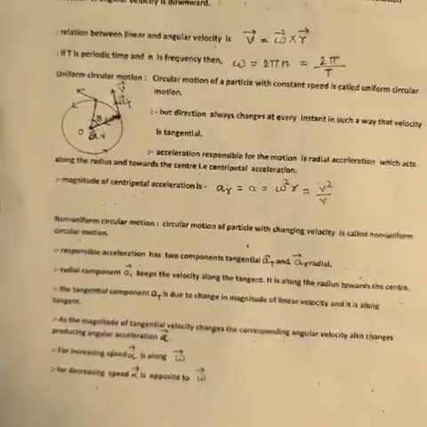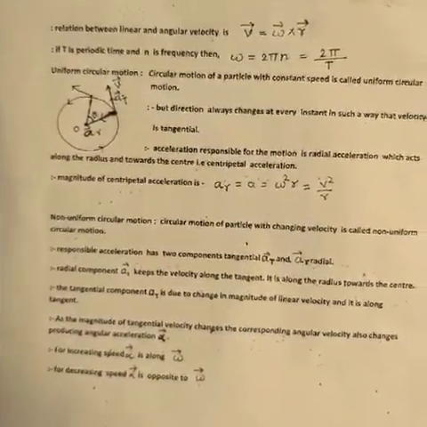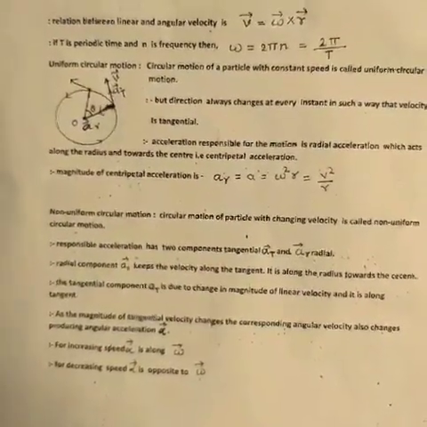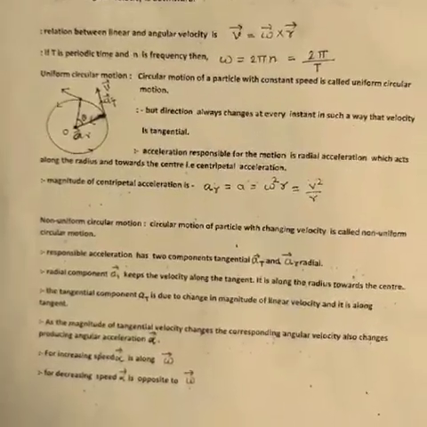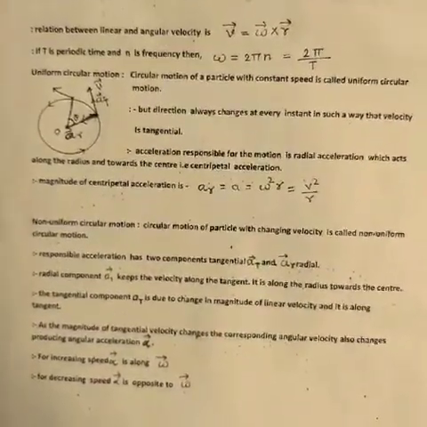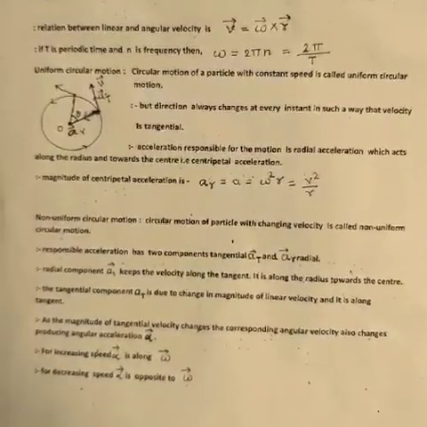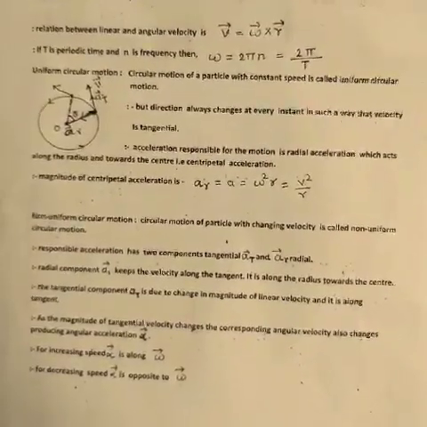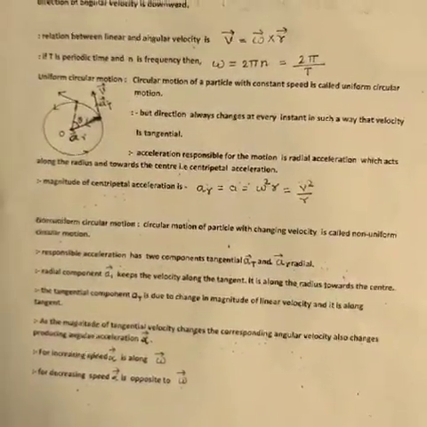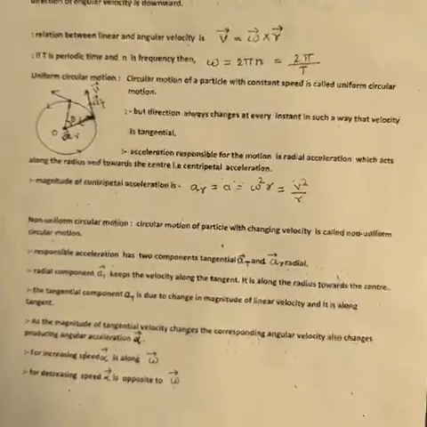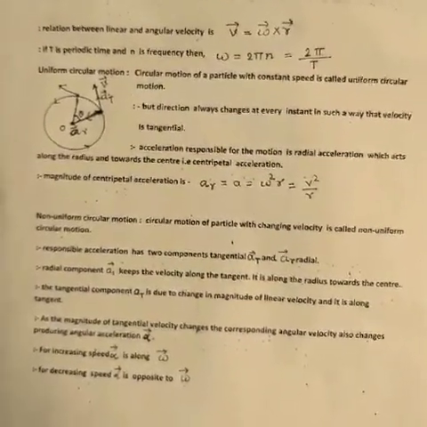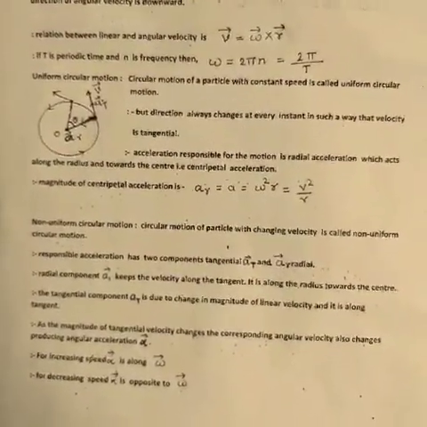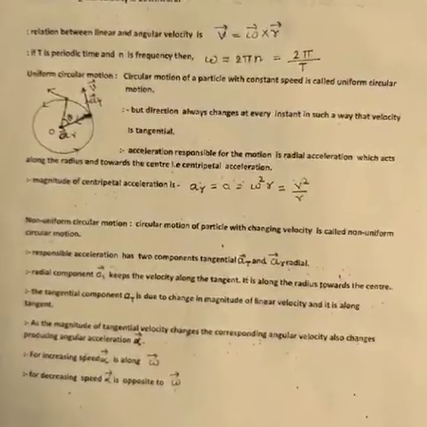Now what we have studied in uniform circular motion: only the acceleration is along the radius, meaning radial acceleration. The tangential acceleration is 0 in case of uniform circular motion, as the speed is constant. And in case of non-uniform circular motion, there are both the components, tangential as well as radial, because the tangential component helps to change the magnitude of velocity.